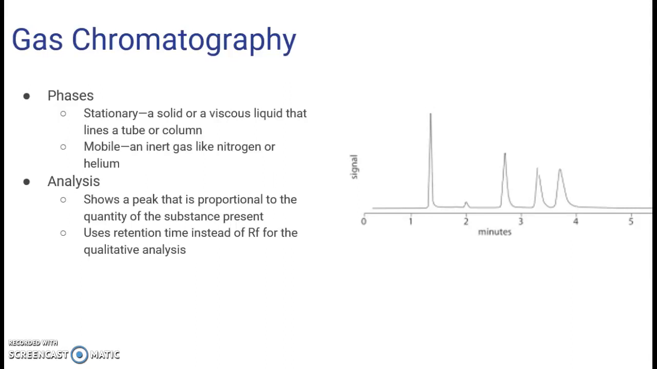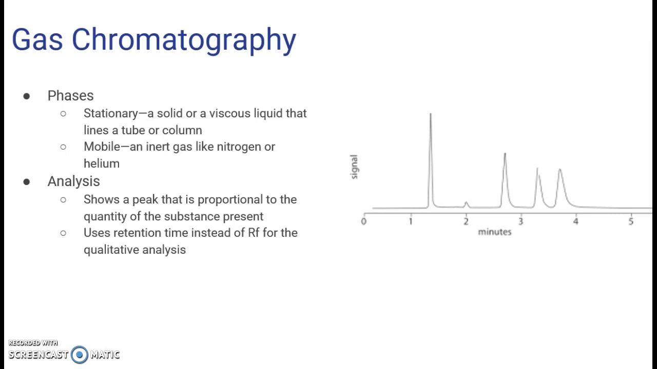Okay, so there are a couple different types of confirmatory tests that you can use. Gas chromatography is one of them. In chromatography in general, and you'll see this in other sections as well, chromatography has two phases that it uses. It has a stationary phase, which is some sort of solid or thick liquid that will line a tube or a column. And then in this case, the mobile phase will be an inert gas like nitrogen or helium. And the mobile part is going to move across the stationary part.